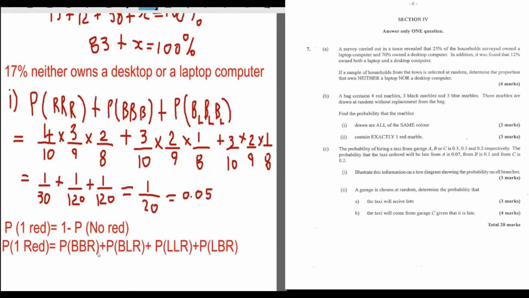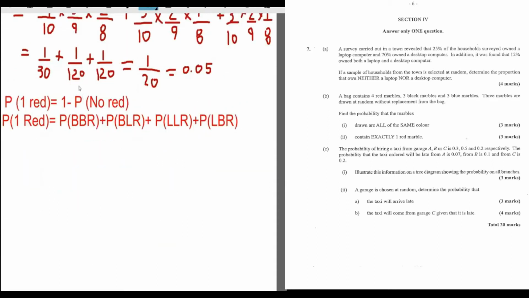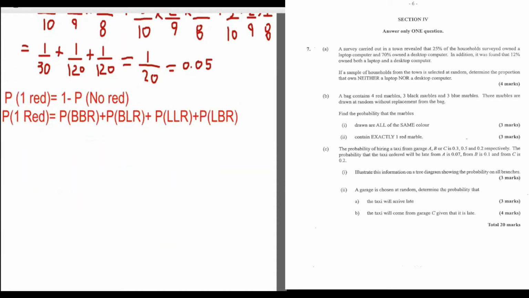You just want to know, say you get at least 1 red. Anyway, you want to work it out, which is 1 minus the probability of no red, or you can work it out as the probability of 1 red is this. So let's do it both ways. I'm going to start with the second one since it seems shorter, which is the probability of 1 red.